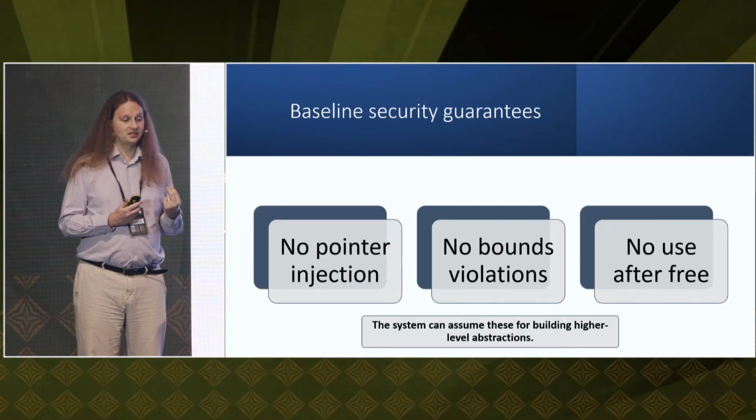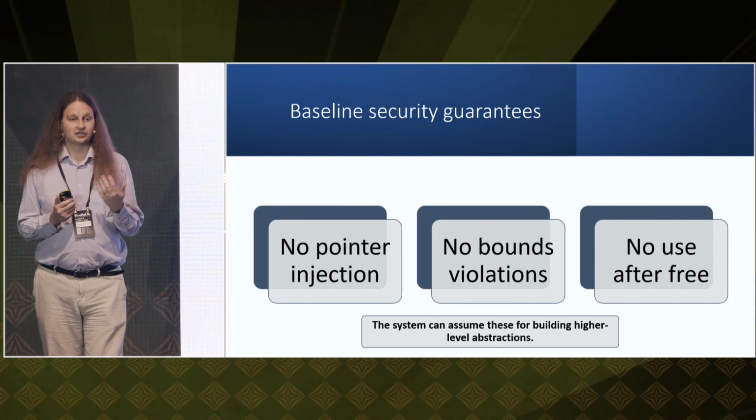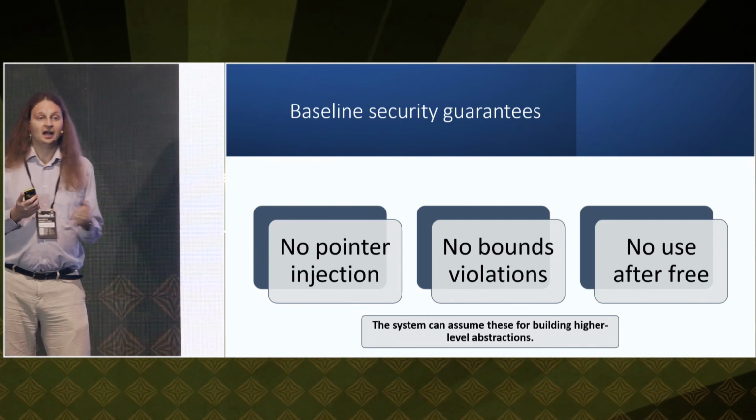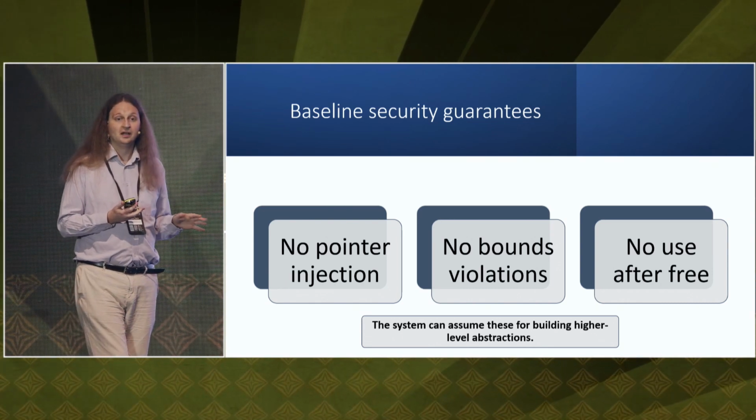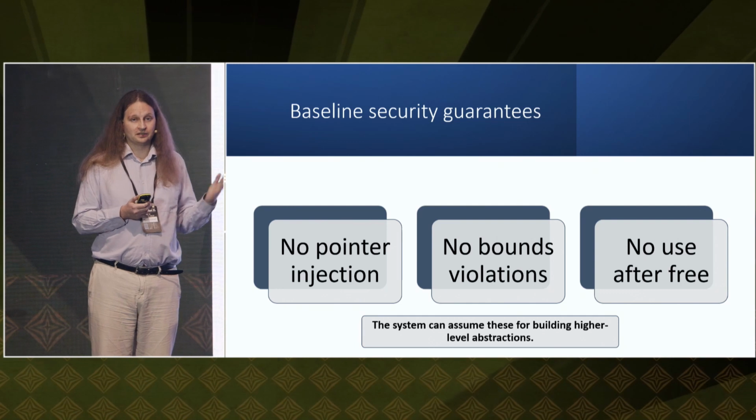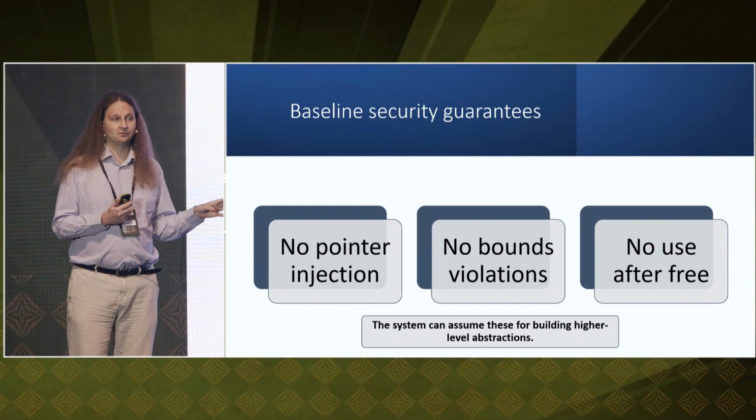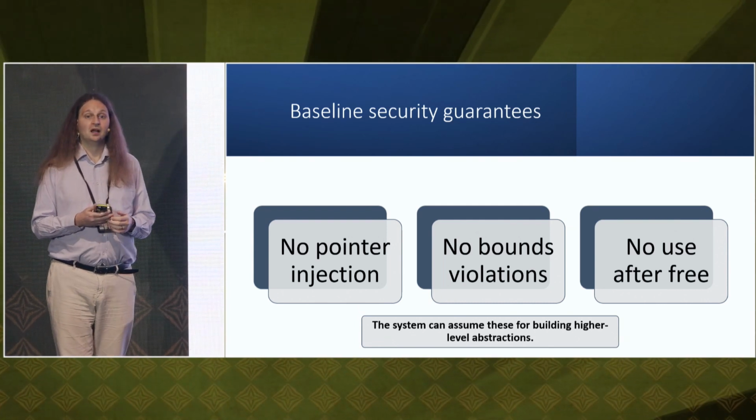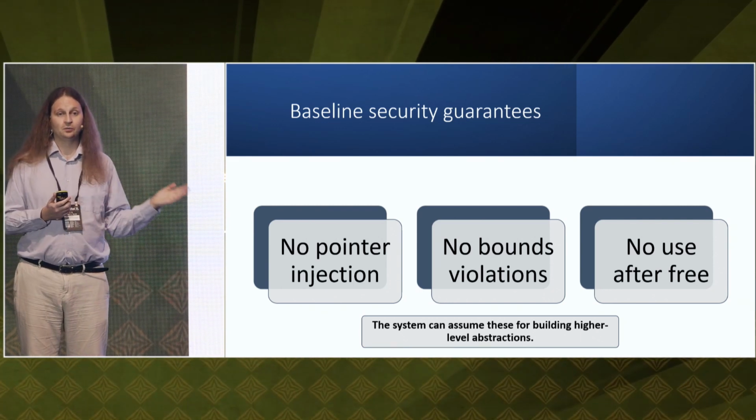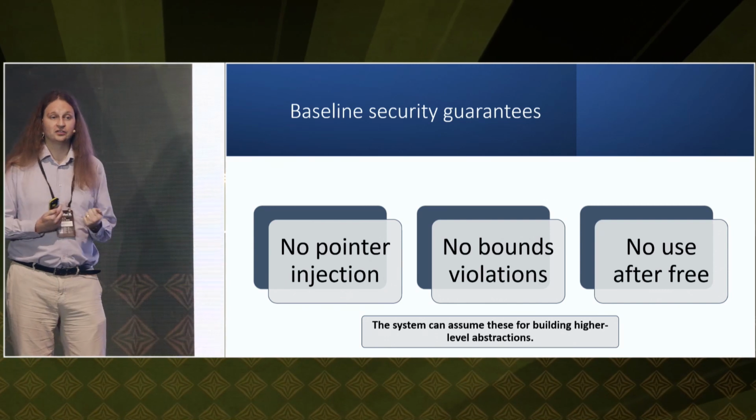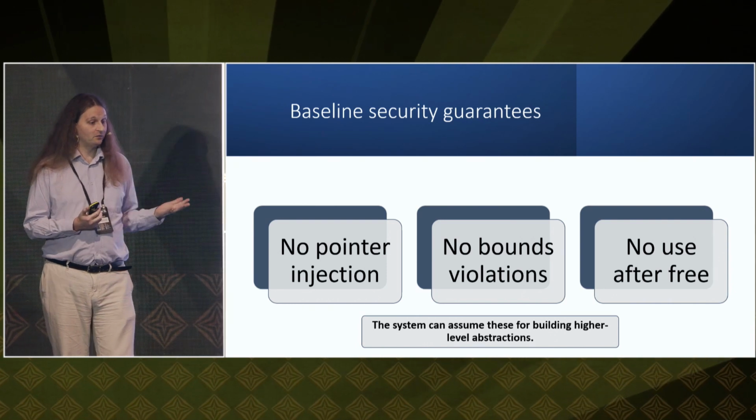So the baseline security that we have in this system is no pointer injection, so you can't just materialize a pointer out of an integer. If you've got some ability to inject arbitrary data from the network or whatever, you can still inject arbitrary data, you can still do data-oriented attacks, but you can't just say, hey, I know the address of this object, I'm going to materialize a pointer there. We guarantee no bounds violation, so whether you've got a pointer to a global, to a stack allocation, or to a heap allocation, the hardware will trap if you try and access out of bounds. And similarly, we've got no use after free.